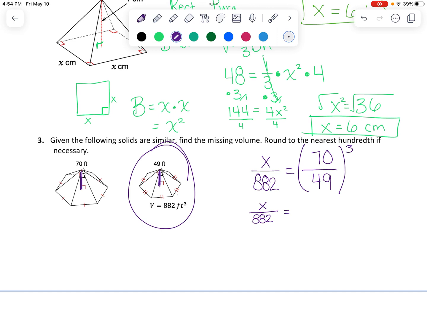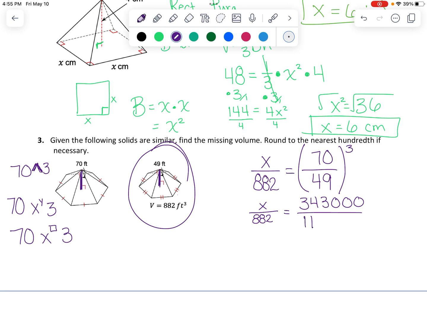To cube, I've got the power button, or I just multiply by itself 3 times if I really want. But if you aren't 100% sure, this up arrow is a power button. Some calculators have their power button looks like this, and you click that. Some power buttons look like this. Any of those should get to a power of 3. If you're not sure how to do it on your calculator, lean on your classmates. They know things. 49 to the power of 3.